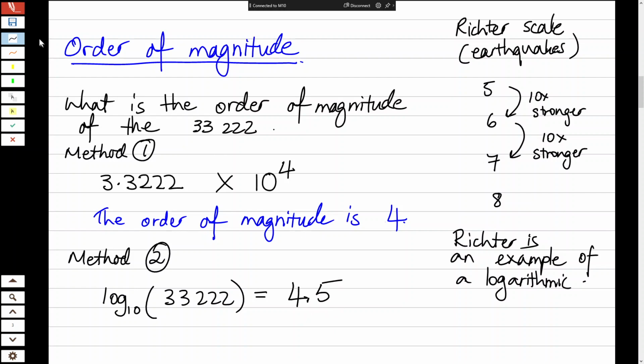4.5. So what you do is you look at the first number before the decimal point, and you don't round it.